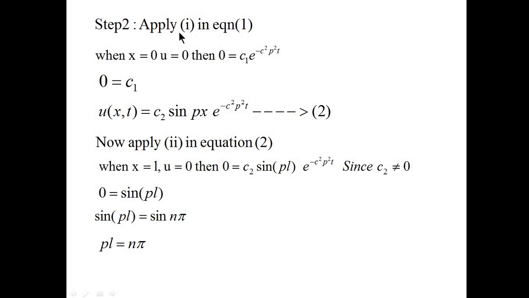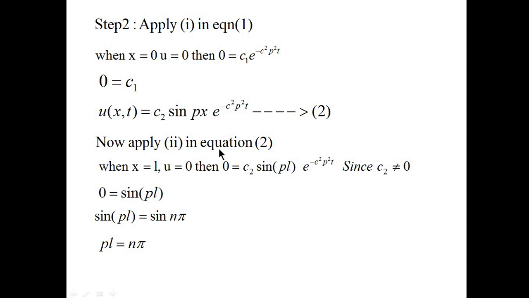Now apply the first boundary condition in equation 1, that is when x equal to 0, u equal to 0. You have to substitute in equation 1 and you get this equation. And since this is true for all time t, therefore c1 must be 0. Now substitute c1 equal to 0 in equation number 1. So you get u of x,t equal to c2 sin px into e raised to minus c square p square t, and this is equation number 2. This is our newly found solution.